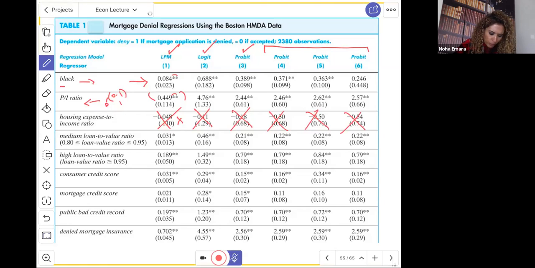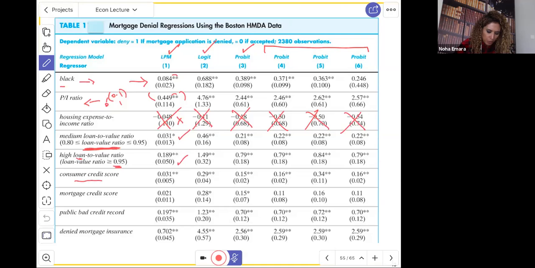Medium loan to value ratio, if the loan is between 80 to 95% of the house value, then the probability of deny increases by 3.1%. However, it increases up to 18.9%, which is almost 19%, if the loan is higher than or equal to 95% of the house value.